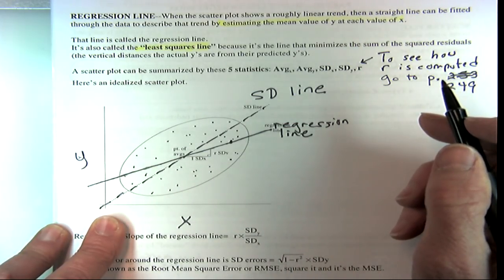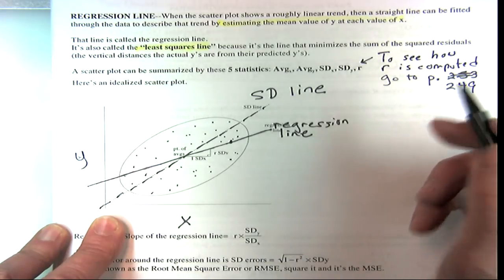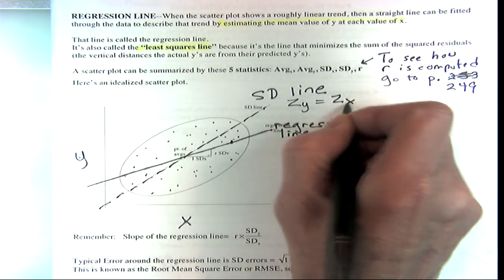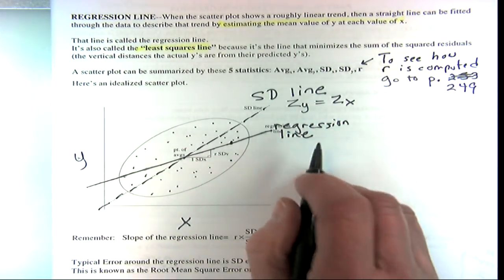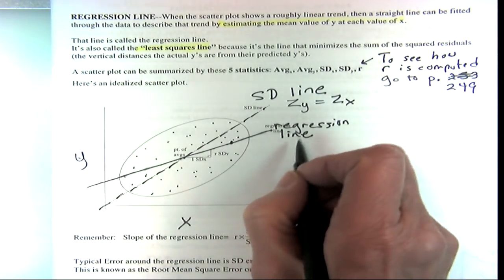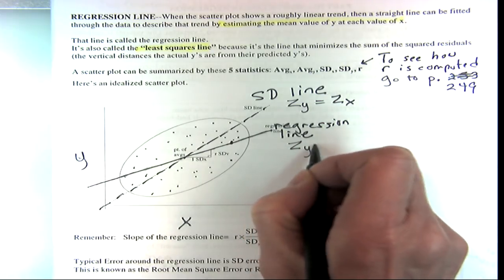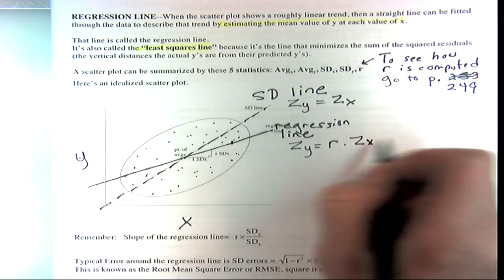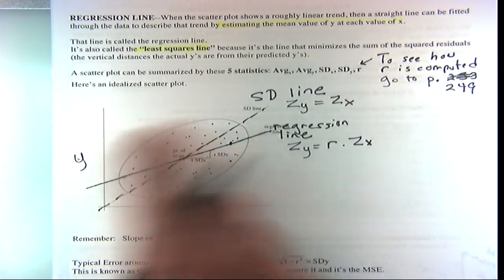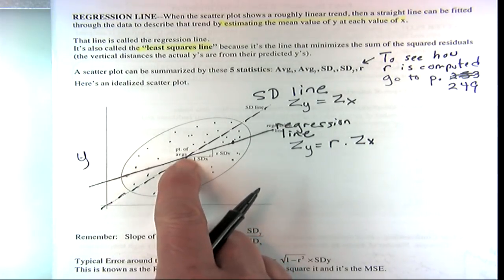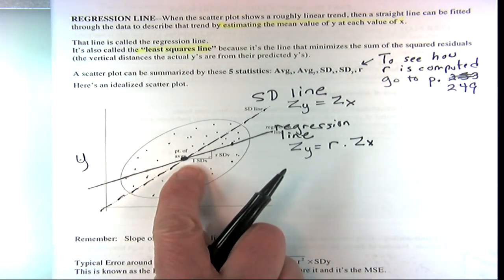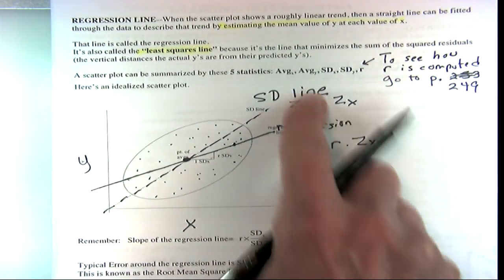So if you translate it to z-scores, this would be zy equals zx. And if you translate the regression line to z-scores, this would be zy equals r times zx. So when r is equal to 1, or negative 1, those two are the same. These aren't in z-scores here. If they were, that would be the point of averages right there. That would have to be 0, 0. All right, so that's the idea.